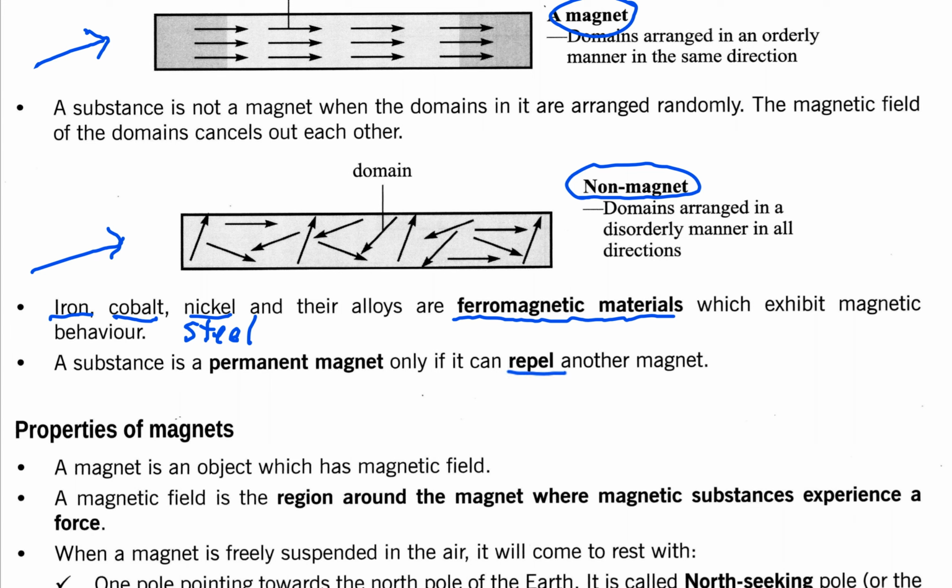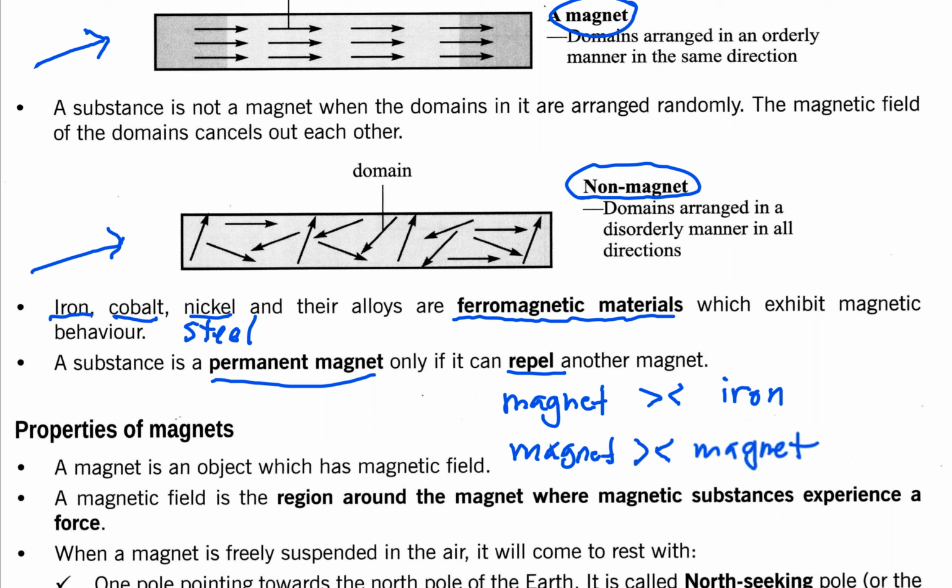Repulsion is the only sure test for a permanent magnet, because when 2 items attract each other, it can be between a magnet and a piece of iron, or it can be between a magnet and another magnet. So attraction doesn't tell us whether we have 2 magnets attracting each other or a magnet attracting a piece of iron.